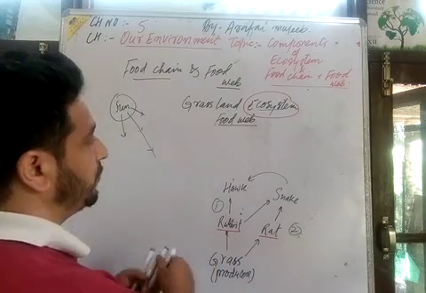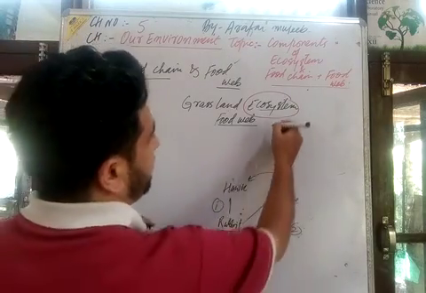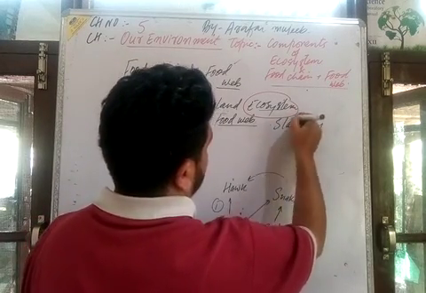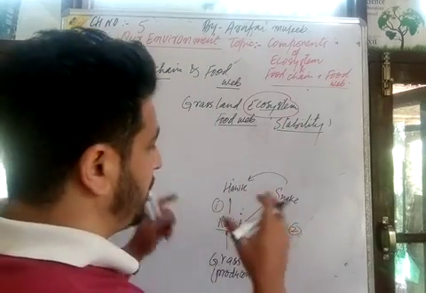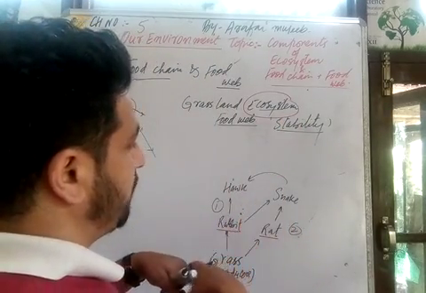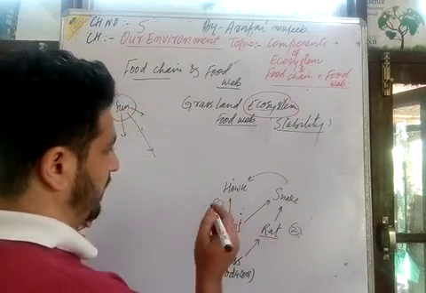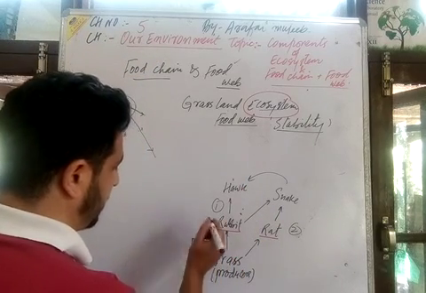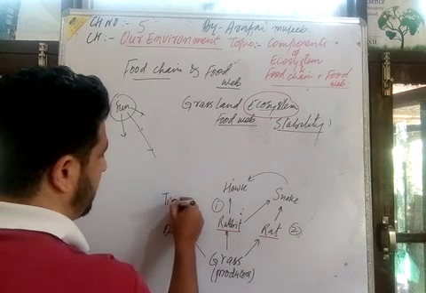So a food chain gives stability in an ecosystem. It provides stability in an ecosystem. The more the network of food chains, when there is the most number of food chains, there is the most stability in that ecosystem. This grass is eaten by the deer, and then the deer is eaten by the tiger.